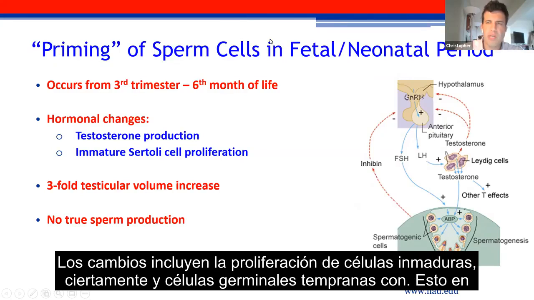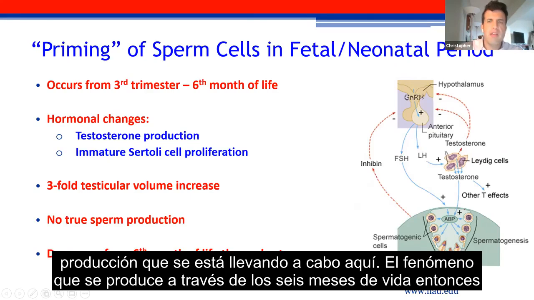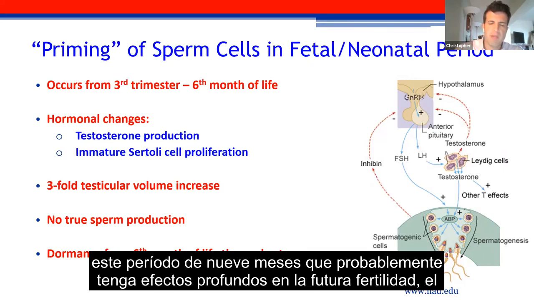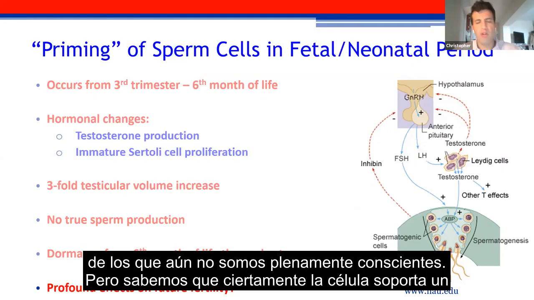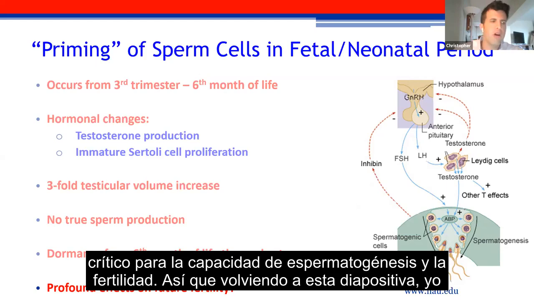Hormonal changes include immature Sertoli cell and early germ cell proliferation. This in turn generates a threefold testicular volume increase, and there's no true sperm production going on here. The phenomenon that occurs through the 6 months of life then goes dormant until early puberty begins. And it's really this mini puberty seen during this 9-month period that likely has profound effects on future fertility, the likes of which we're not fully aware of yet, but we do know that Sertoli cells support a finite number of germ cells, and that achieving a full complement of these cells is critical for spermatogenic capacity and fertility.